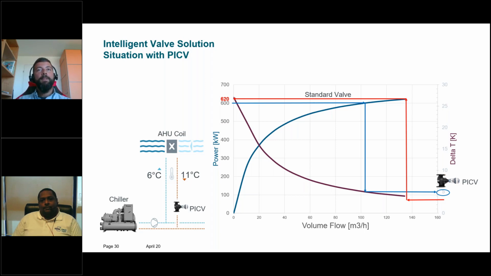All right. Next question on PICV is, what will be the typical payback for retrofitting an existing system which has three-way valves and converting that system to PICV?